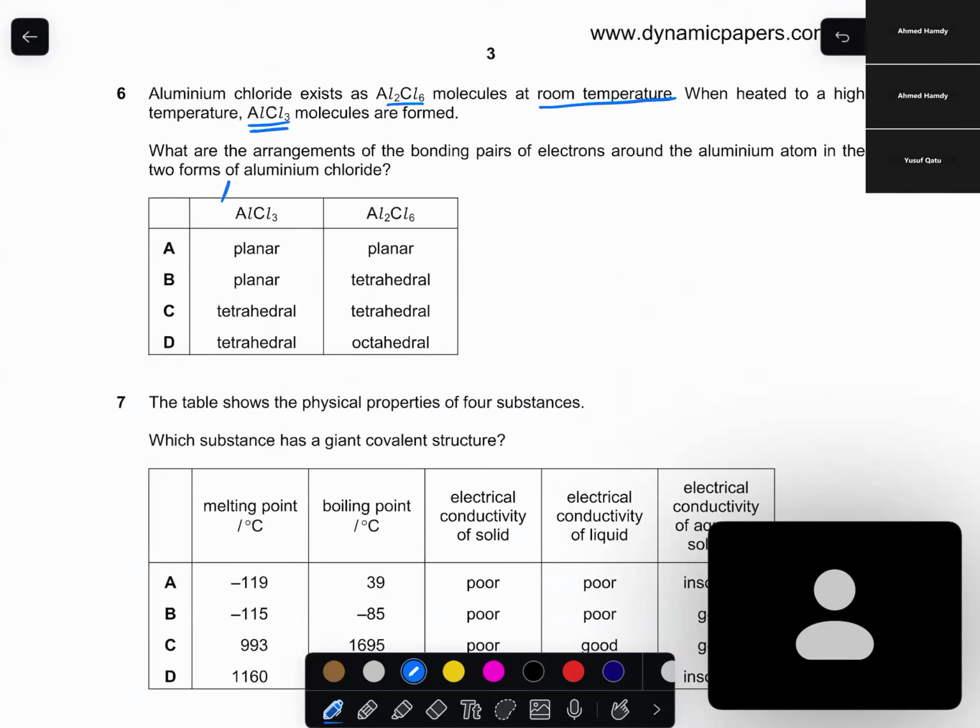AlCl3 is the same as BF3. So we will have Al in the middle, with Cl, Cl, Cl. The angle will be 120, 120, 120, so it will be trigonal planar.